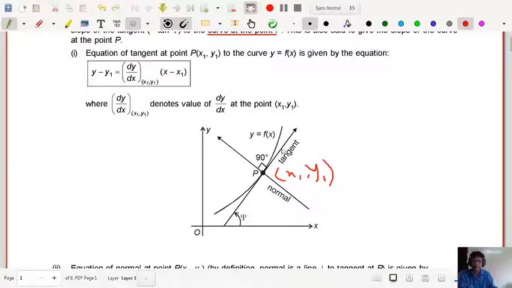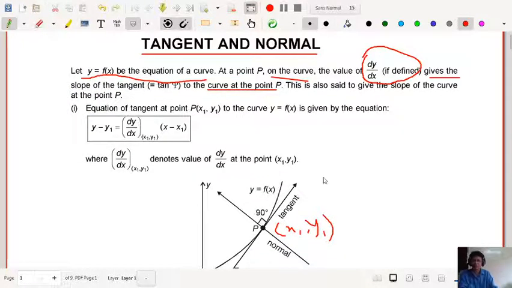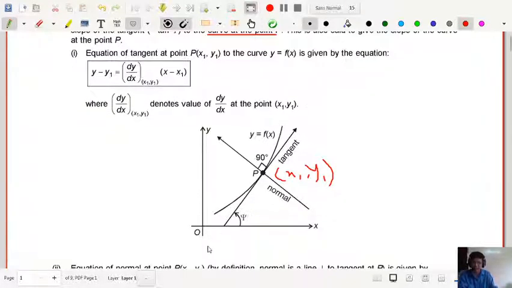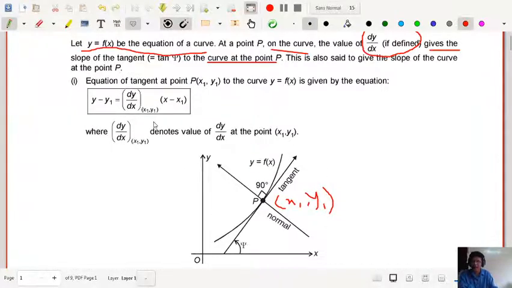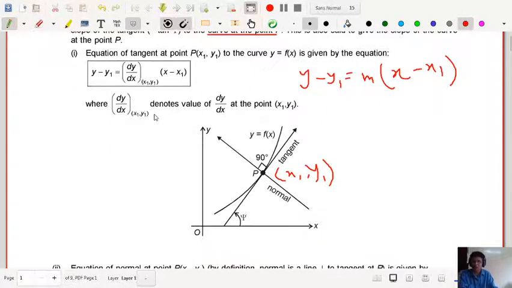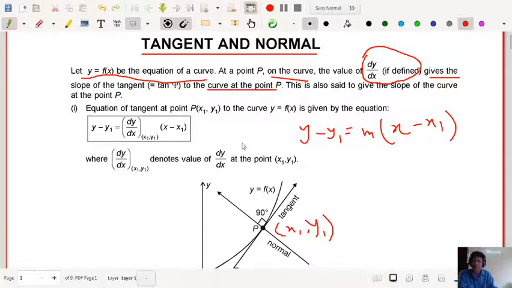At that point you see there is a tangent. So what is the equation of the tangent? Tangent is a straight line, it passes through (x1, y1), and you know that the equation of the straight line passing through (x1, y1) and having slope m can be written as y - y1 = m(x - x1). Here m is nothing but the slope of the tangent, dy/dx at (x1, y1). So you need to find dy/dx at (x1, y1), then just write this equation. This is the equation of the tangent.